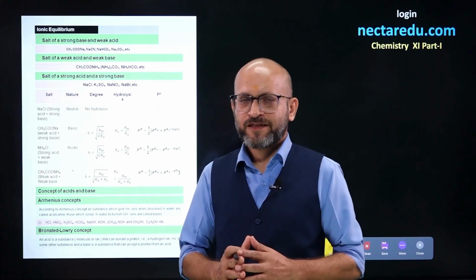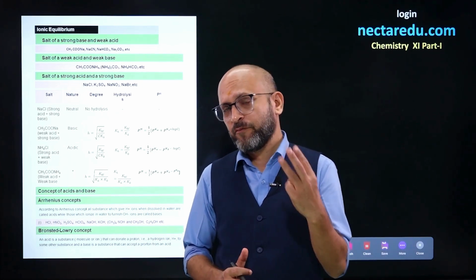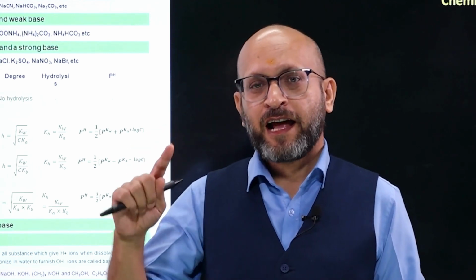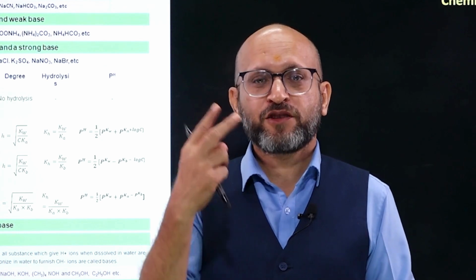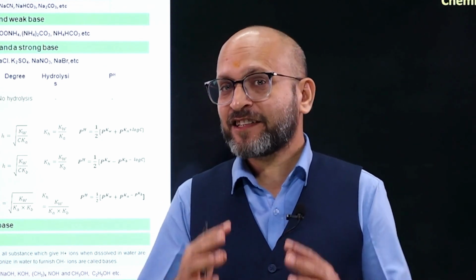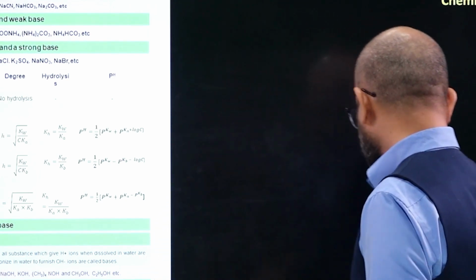So today's topic is concepts of acids and bases. We have three theories which are very popular. The first and oldest theory is Arrhenius acids and bases. The second theory is Bronsted acid and base theory. And the third and the latest theory is Lewis acid and base theory. Alright, so let us understand what each explains.